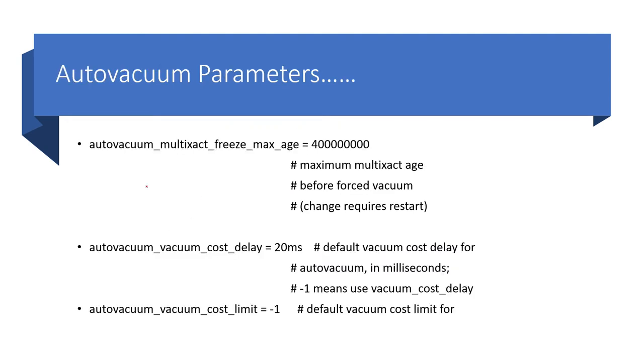Similarly, you have auto vacuum vacuum cost delay. That means the default cost value for the auto vacuum, this is 20 milliseconds, and the default vacuum cost limit is by default -1. So now let's proceed with the demo.